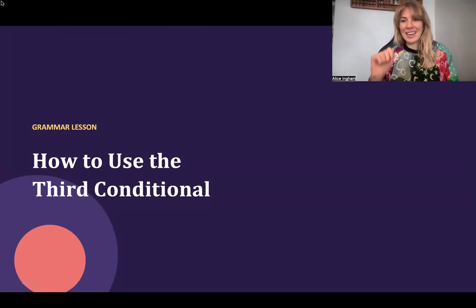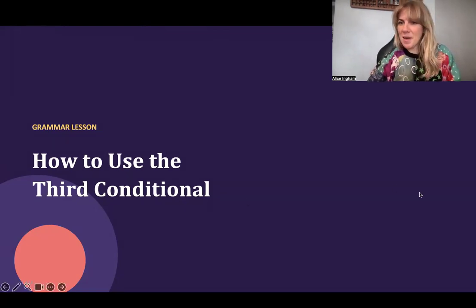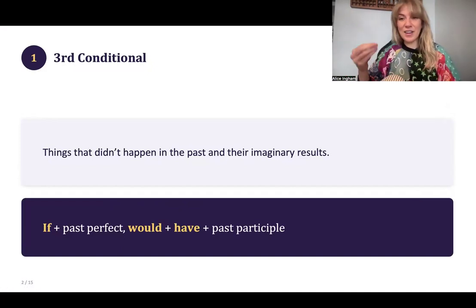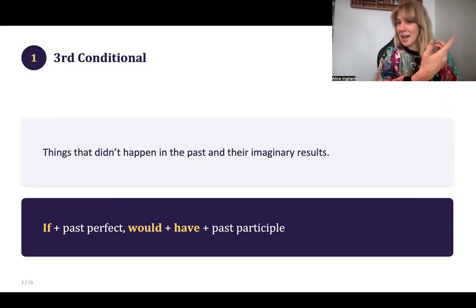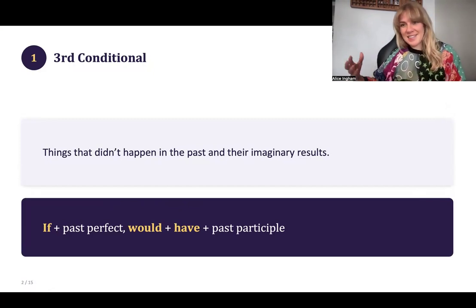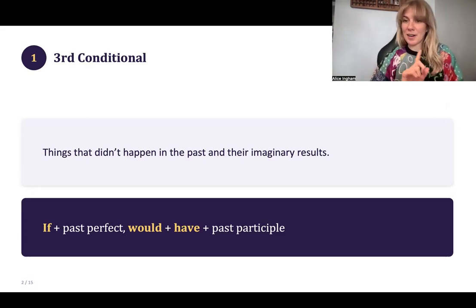Right, let's get serious. Today, you are going to learn how to use the third conditional. This is my favorite conditional. Is it weird that I have a favorite conditional? I think it's very useful because it's to talk about things that didn't happen in the past and their imaginary results. We use it to talk about maybe regrets. If this hadn't happened, I wouldn't have done this. So it's a really useful one to learn. So if you're an intermediate English learner, this is for you.